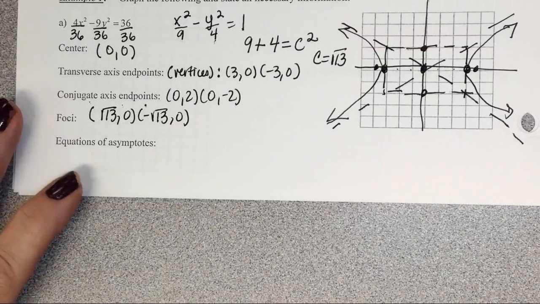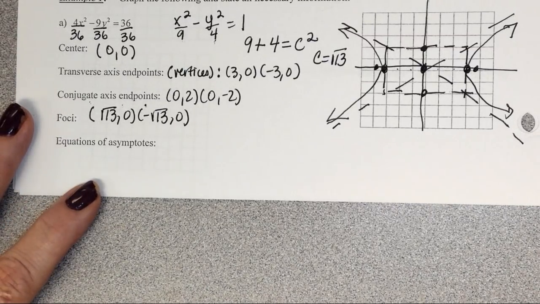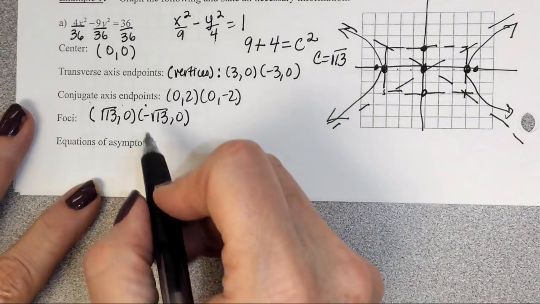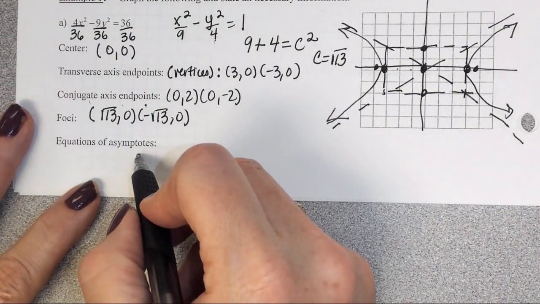The last thing is the equation, yes? So for the foci, is it the same as hyperbolas where the center is not at 0, 0, they have to change it? We'd have to go out that far, yeah. Mm-hmm. The equation of the asymptotes now.